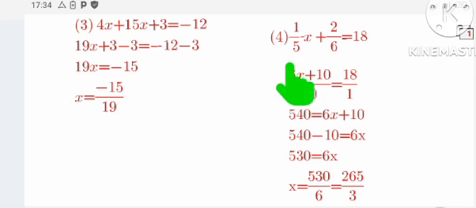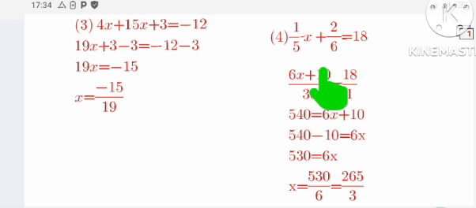So that's why we have 6x here. Let me repeat myself again. We have 30 divided by 5, that will give you 6. 6 times 1 will give you 6, and 6 times x will give you 6x. Here we have 30 divided by 6, that will give you 5.